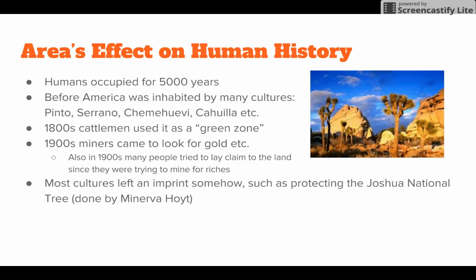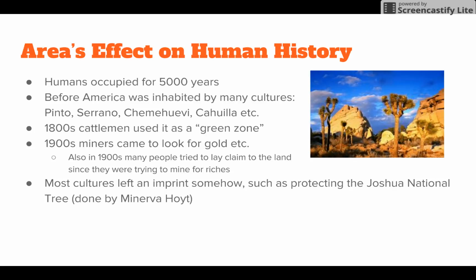Joshua Tree National Park's effect on human history has been pretty unique. Humans have occupied it for about 5,000 years, and before it was actually in America, because obviously America was only inhabited for about 300 years. It was inhabited by many different types of cultures, like the Pinto, the Serrano cultures, the Chemehuevi, and the Cahuilla cultures.